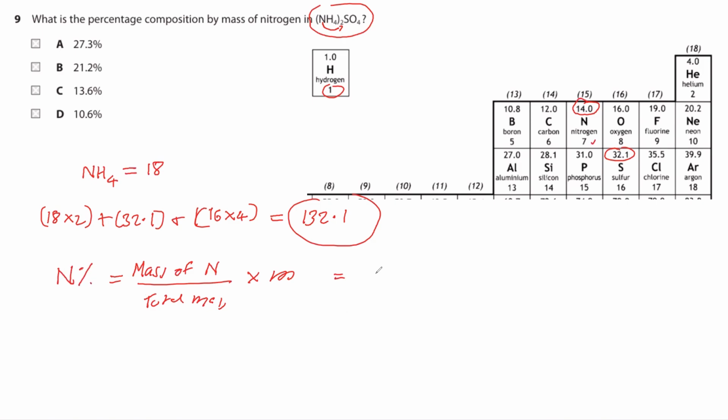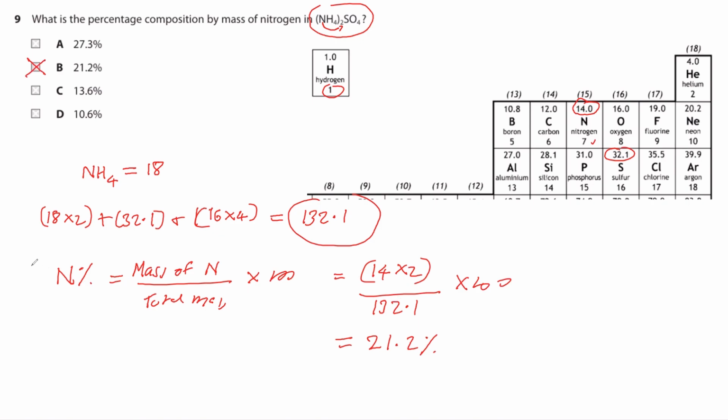So let's do the math. We have 2 nitrogen atoms, so it will be 14 times 2, which is 28, divided by the total mass of the formula, 132.1, times 100. If you do this calculation, you will get your answer as 21.2%, which means our answer is B.